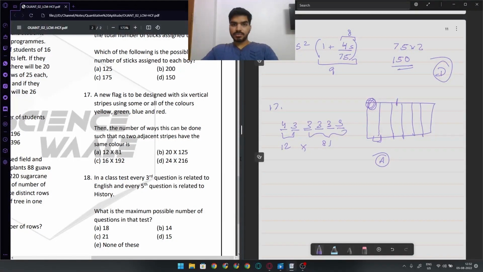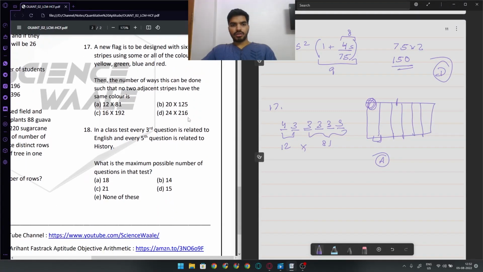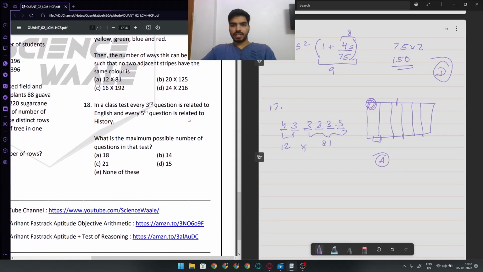It's not necessary it comes in the same format as 12 into 81. Maybe it's directly product or PNC form also can be there, 3P4 into this thing, which gives the same answer. Because they never say the equation will be according to logic. If it asks, then we have the logic.